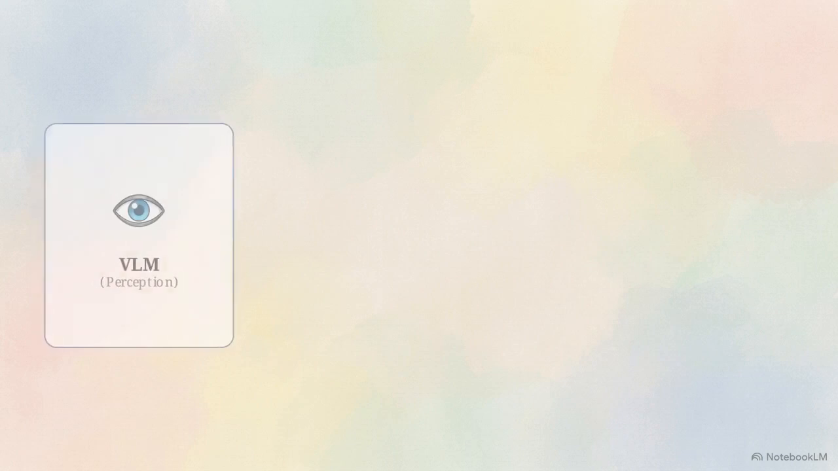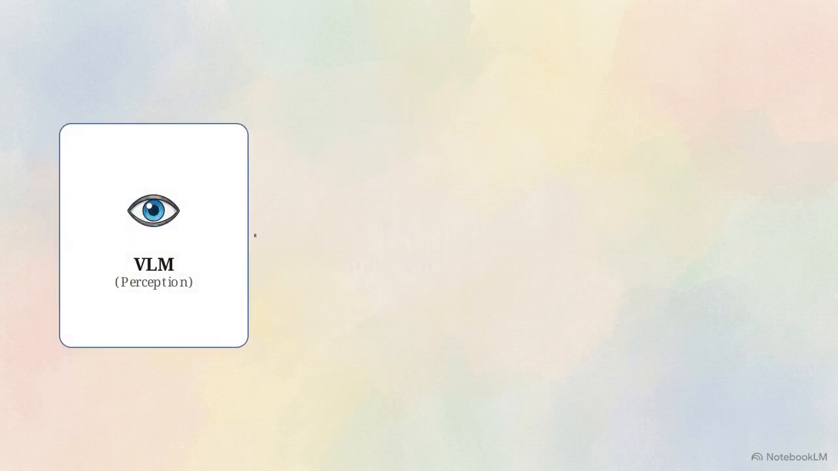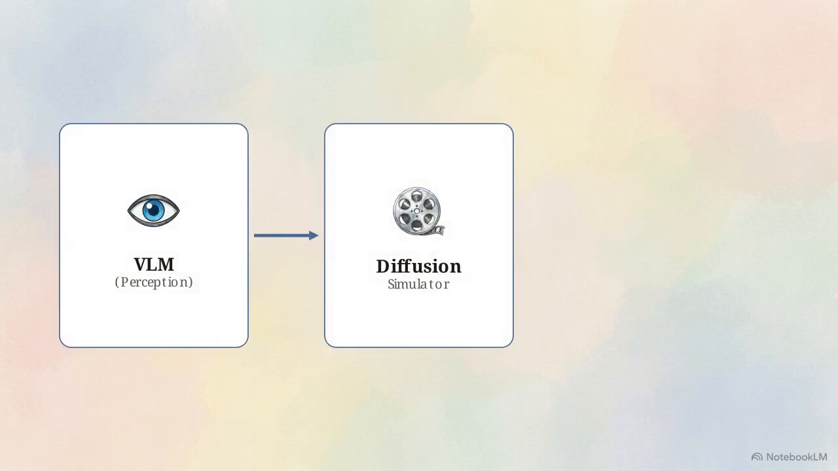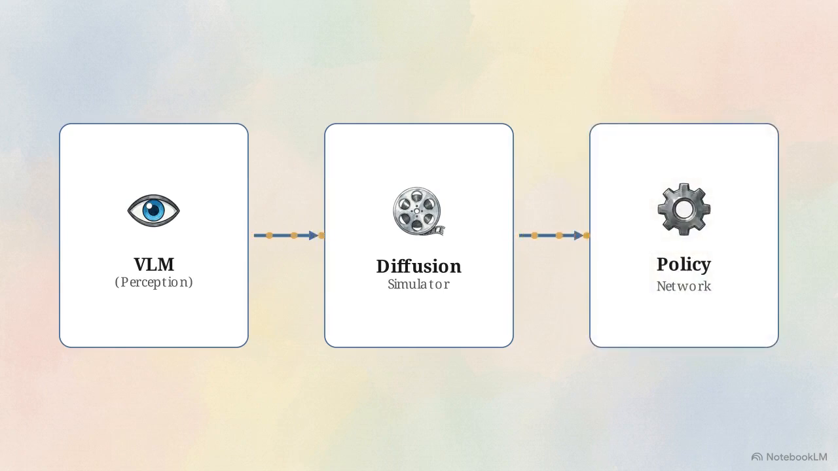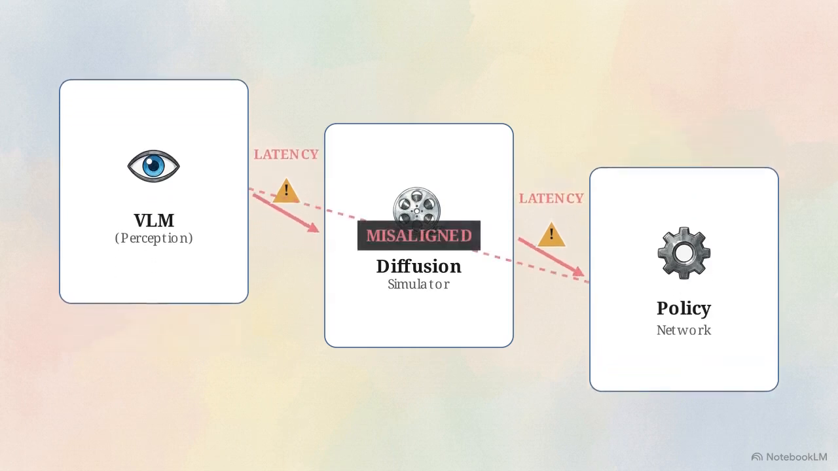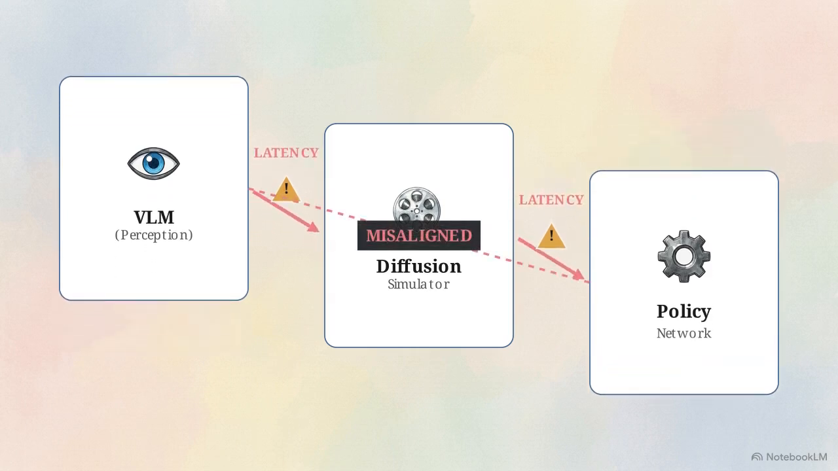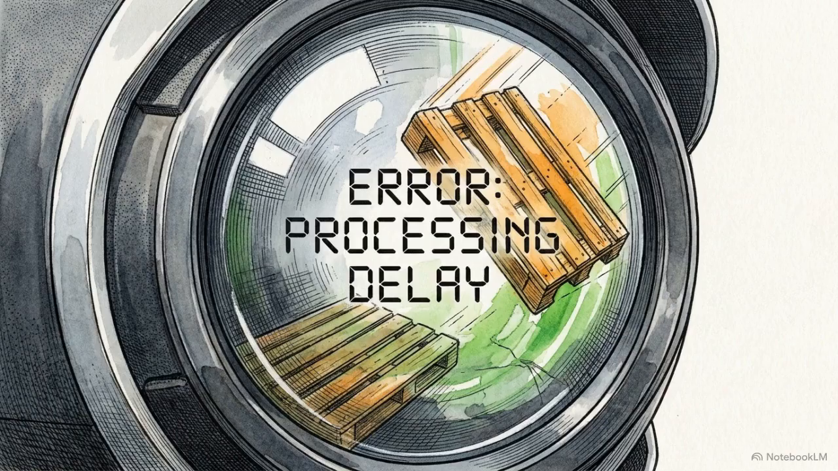This requires a vision language model to parse the environment, a diffusion model to simulate outcomes, and a policy network to generate actions. This handoff creates delay. Latency spikes as data translates across disparate networks, misaligning what the robot perceives and how it moves. For autonomous agents, this multi-system orchestration remains the primary obstacle to achieving real-time physical reasoning.